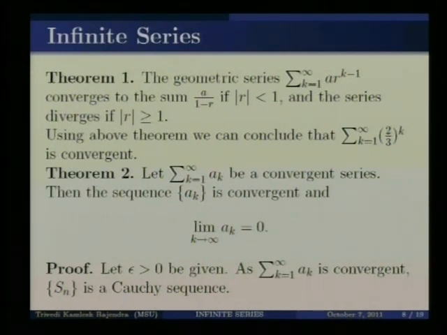So let us try to apply the theorem that I have just stated, that is theorem number 1. Let us look at the series sum over k from 1 to infinity of 2 by 3 to the power k. Now, I know that the absolute value of 2 by 3 is 2 by 3, and naturally it is less than 1. So we can apply the above theorem, and since it is less than 1, this series is convergent. In the same way you can talk about the series 1 upon 2 raised to k and so on, which are all convergent.